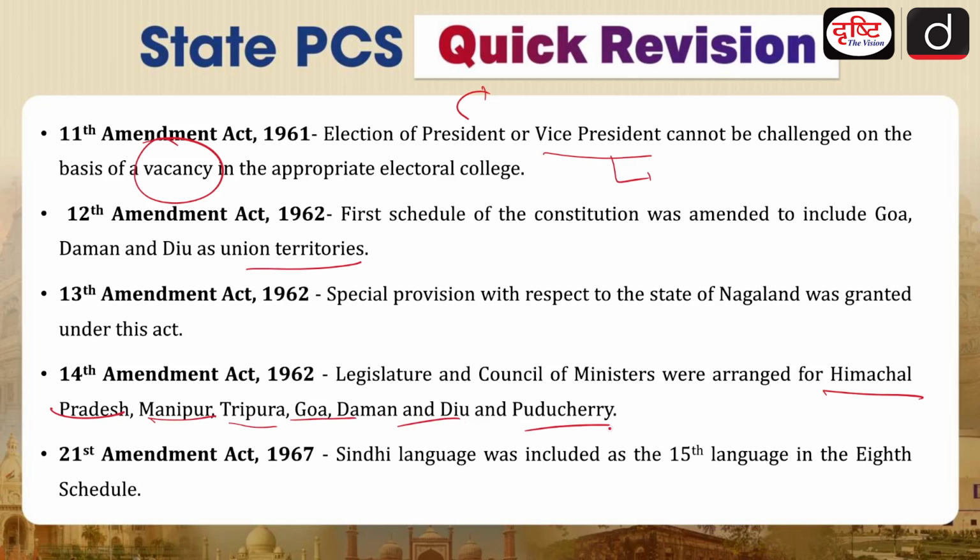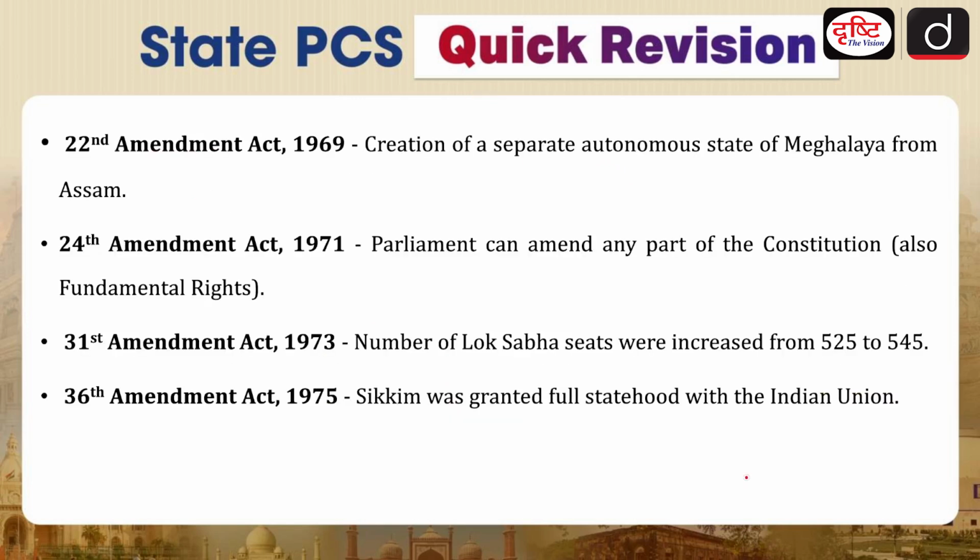So basically, for these union territories, we went for a legislature and Council of Ministers. Right now in India, we have legislatures in Delhi, Puducherry, and Jammu and Kashmir. Moving further, the 21st Amendment Act 1967. In this amendment, Sindhi was added as the 15th language in the 8th Schedule. The 8th Schedule talks about the scheduled languages.